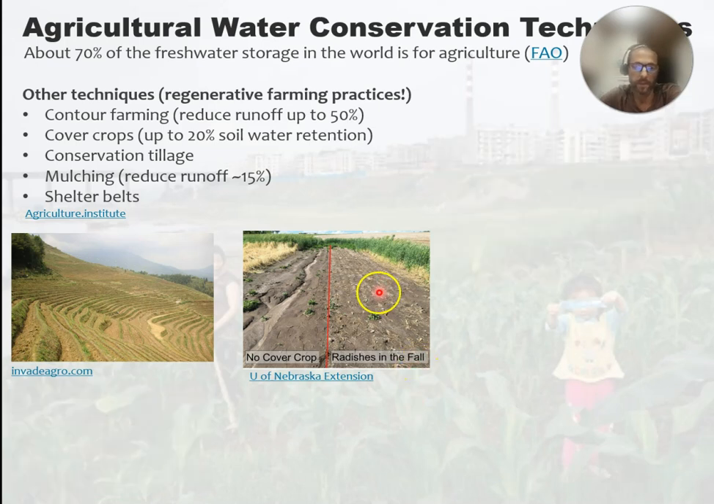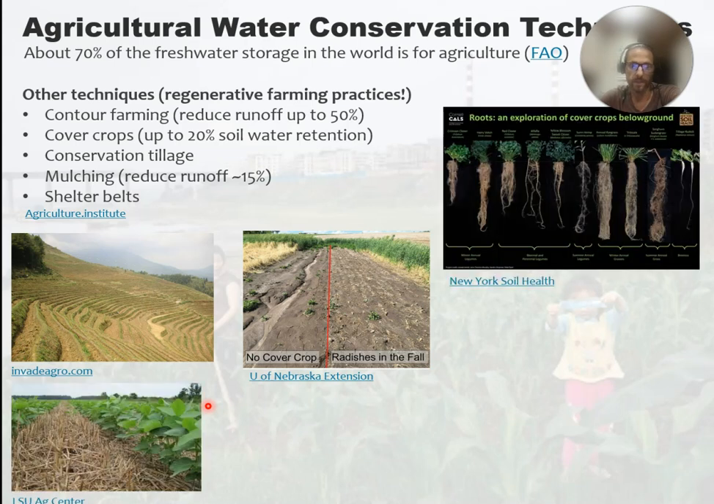And actually, I just want to show this image here. You can use radishes. So let's say you're growing corn and wheat, and you harvest at the end of the summer, and then you're like, all right, well, I'm not growing anything till next spring. So you can grow things, even just something as simple as radishes, which you can obviously eat as a food crop. And then you can plant those, and it helps prevent soil moisture loss as well. So not only does it allow water to soak in, but it also helps slow down evaporation from the soil.